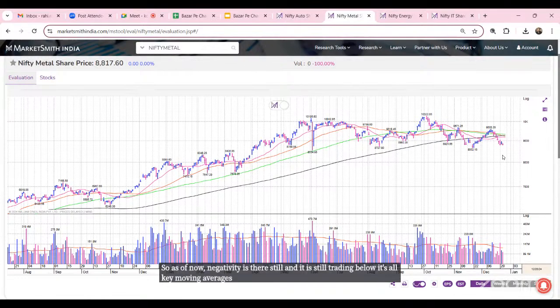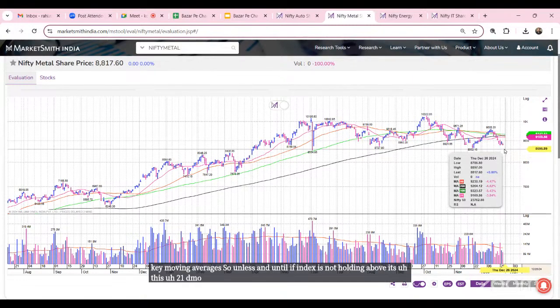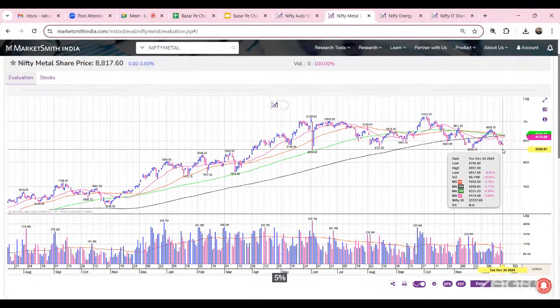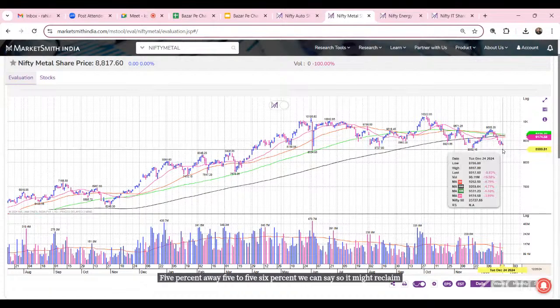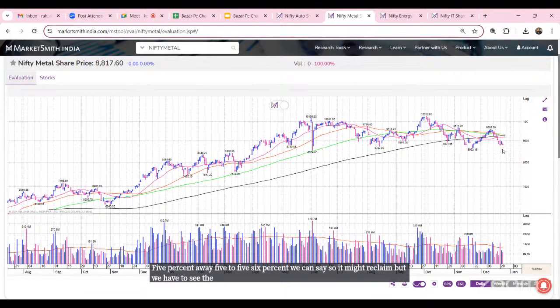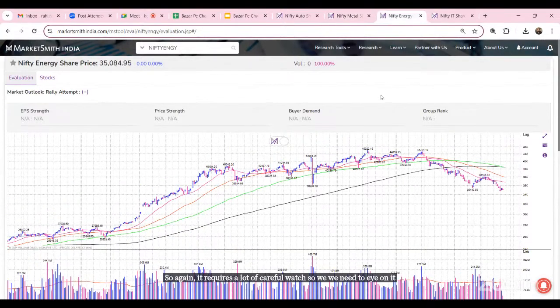So unless the index holds above its 21 DMA, or at least its 100 DMA, which is just 5 to 6% away, we can't be positive. It might reclaim, but we have to see the inflection point when it is happening. So again, it requires a lot of careful watch. We need to keep an eye on it. The next index is Nifty Energy.